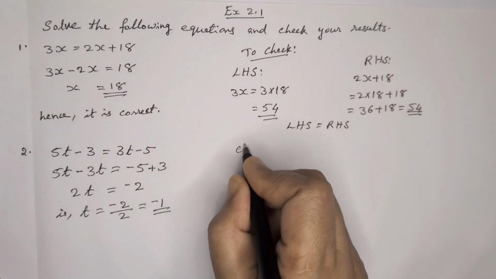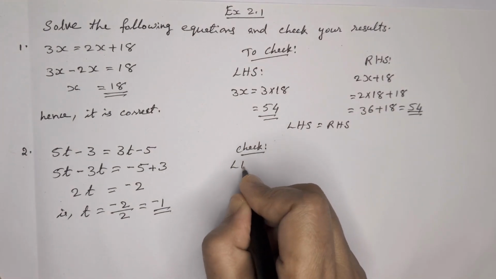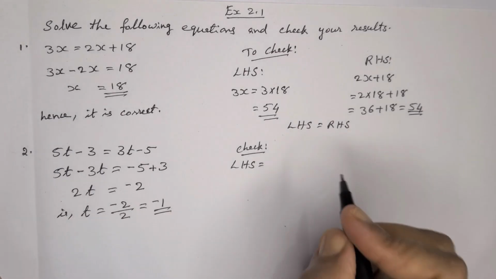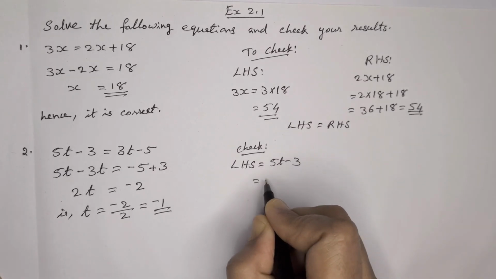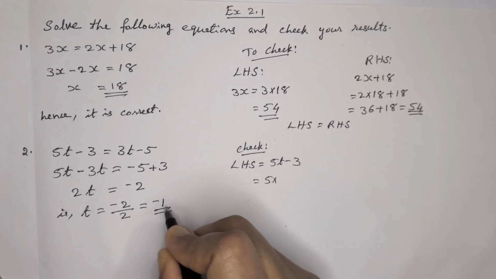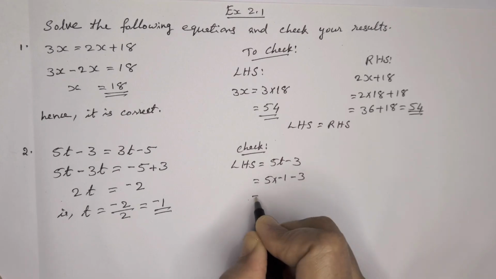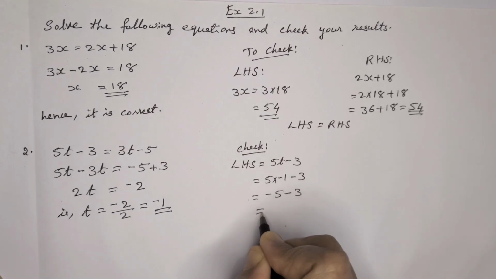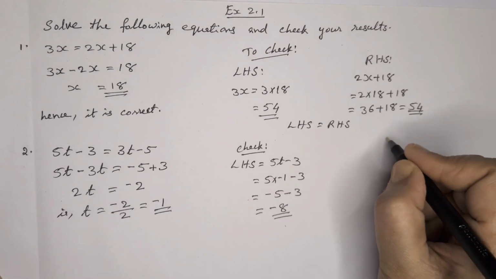To check, LHS is here given 5t minus 3. That means 5 into the value of t, minus 1, minus 3, is equal to minus 5 minus 3, which is equal to minus 8.